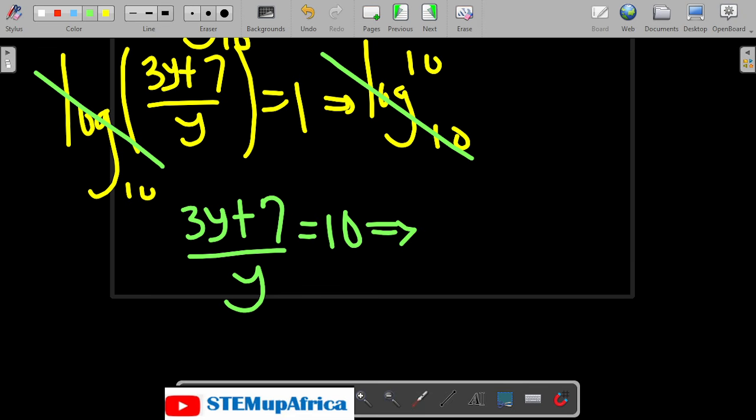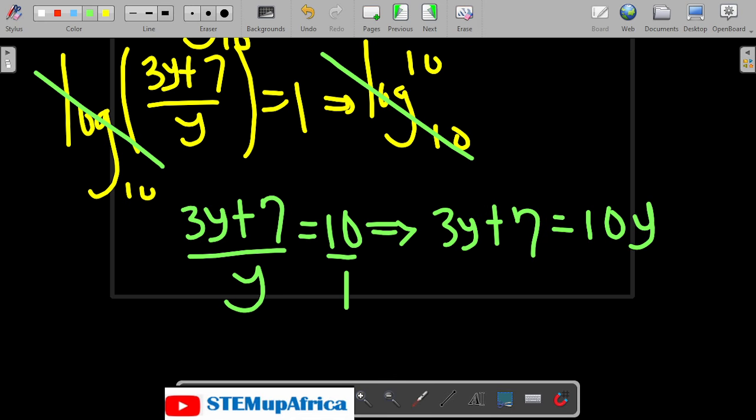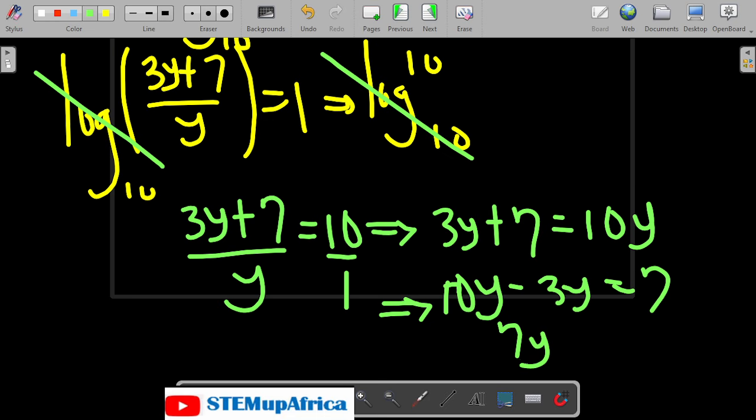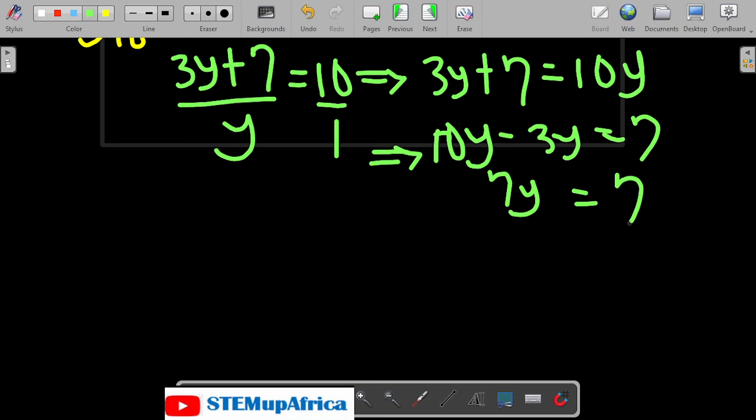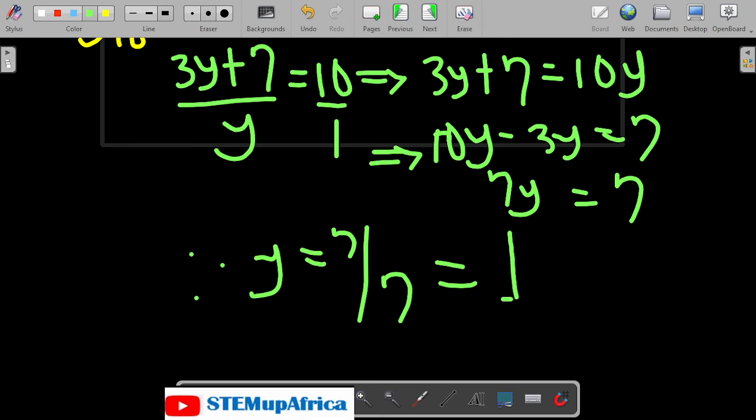So what happens from here? I will simply cross multiply. So I'm having 3y plus 7 is equals to 10y. So what happens from here? I collect like terms. This one now implies that 10y minus 3y is equals to 7. So 7y will give us 7. Therefore, my y is simply 7 over 7. Result is 1. So that is the solution to question 3a.